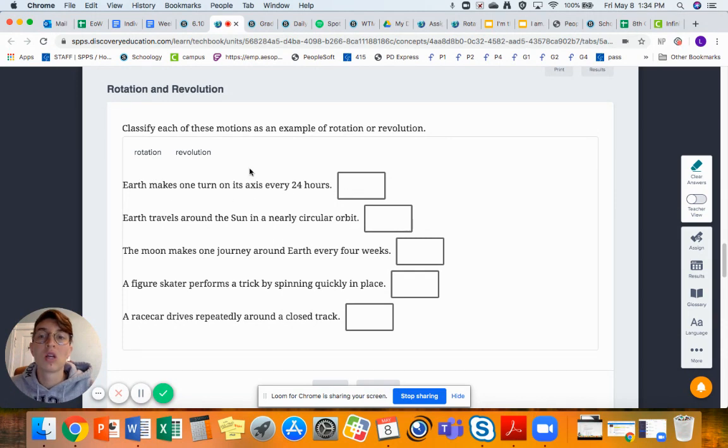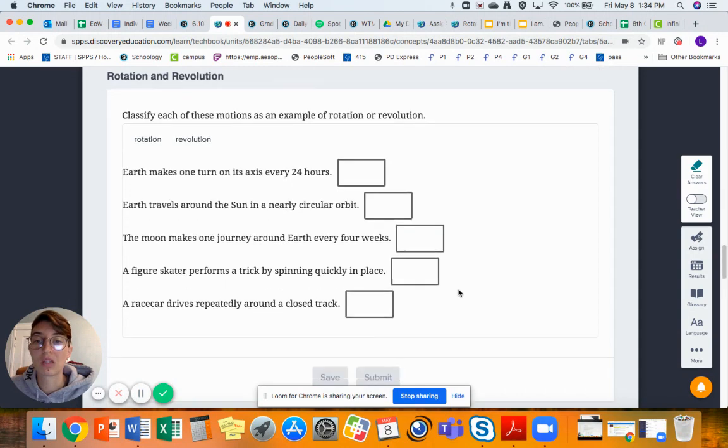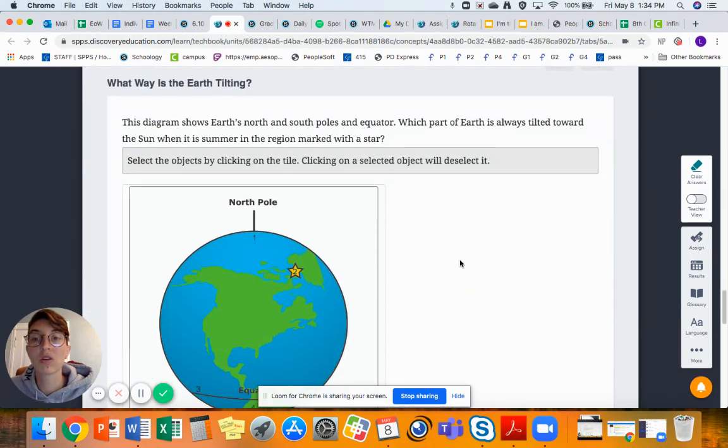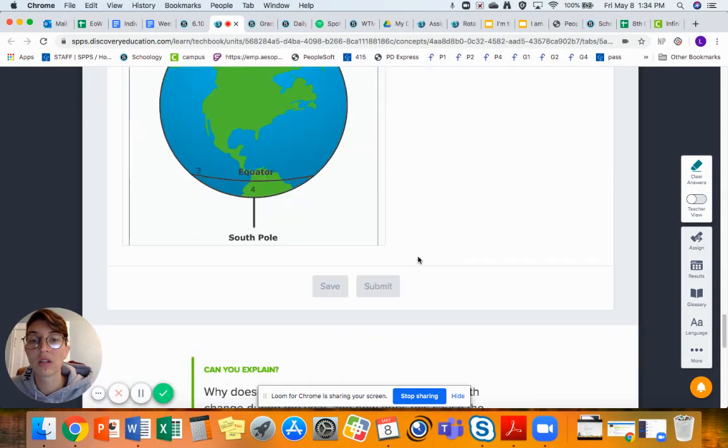And then rotation and revolution, 2 words that sound really similar, but they are different. So you're going to put rotation or revolution in each one of these boxes to identify which one's which. And then what way is the Earth tilting? So you can select the objects, okay? Or deselect there, all right?